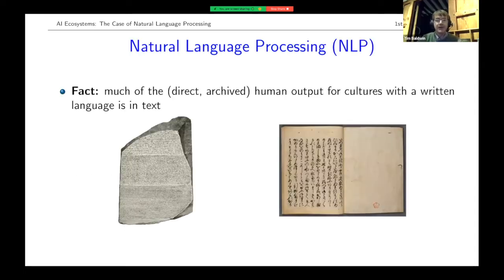So natural language processing, as hopefully you're aware, is all about processing of text. It focuses on the fact that much of the archived human output, as in direct archived human output for different cultures, is in written language. And different languages have developed different writing systems. Examples: the Rosetta Stone on the left here, and one of the first Japanese novels that's still in existence, called The Tale of Genji, on the right. Of course, there are lots of languages without writing systems, but I'm focusing on those with here.